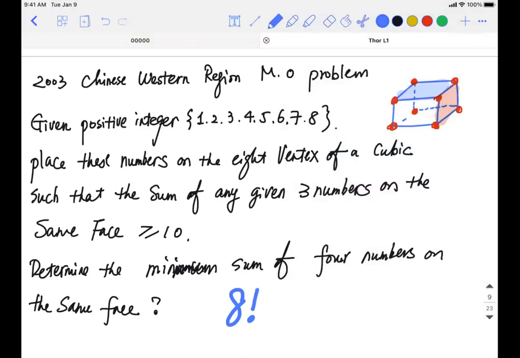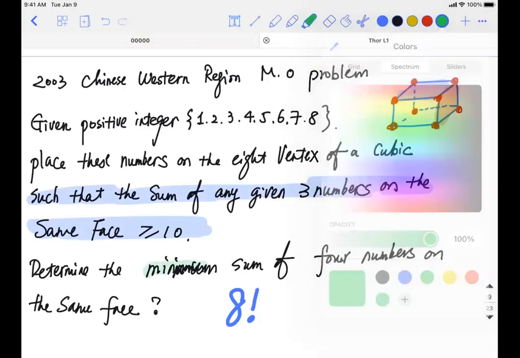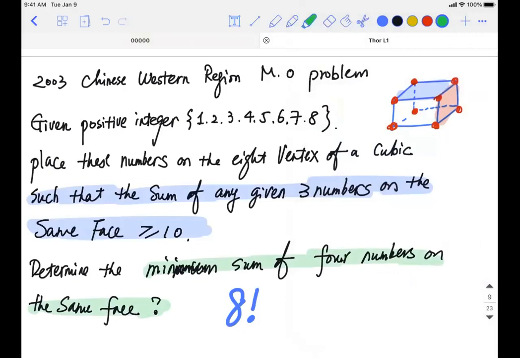How can I find the breaking point of this problem? Very intuitively, I want to start with the condition given by the question. This is the only breaking point I can get started with, because the other stuff is not so informative. The only thing is, this arrangement is special: the sum of any given 3 numbers on the same face will be greater than or equal to 10. Maybe that's my breaking point. And then you want me to determine the minimum sum of 4 numbers on the same face.